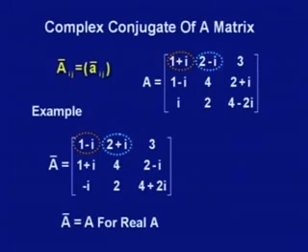And one may notice that A bar is equal to A for a real matrix A. So, we can extend this concept to real matrices also, but in that case the complex conjugate remains the same.